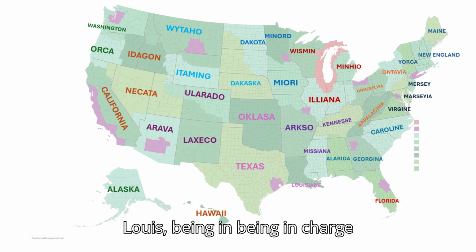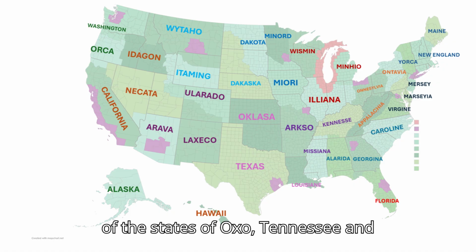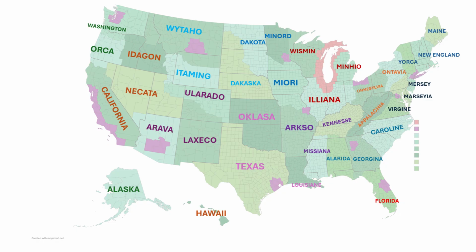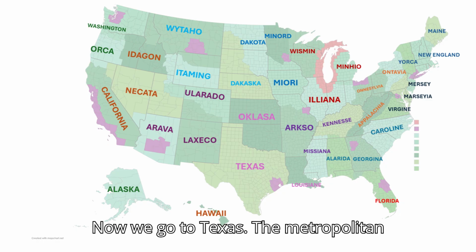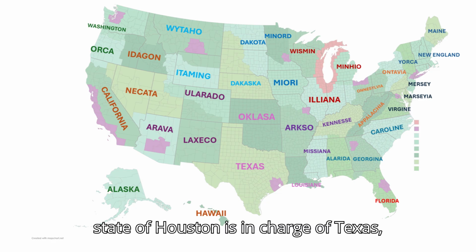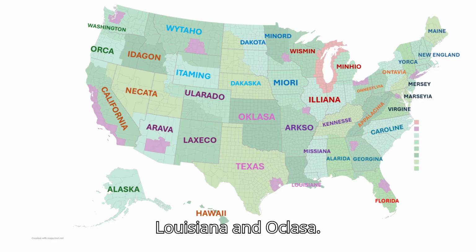Go west a little bit, we go to St. Louis, being in charge of the states of Arkansas, Tennessee, and Mississippi. Now we go to Texas. The metropolitan state of Houston is in charge of Texas, Louisiana, and Oklahoma.